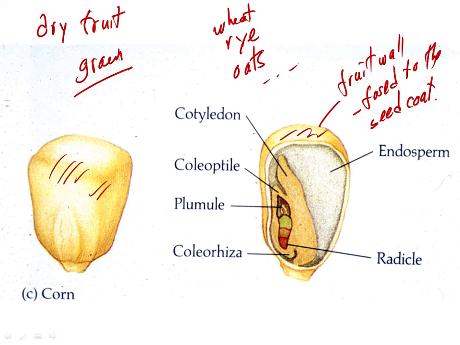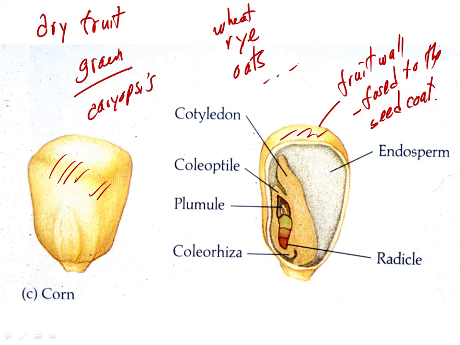So our point here is that these dry fruits or the grains consist of this. And I've been trying to think of the other word for grain. What's the other name for grain besides grain? It's not caryopsis, it is caryopsis. Then what am I thinking of as the other one? So it's caryopsis also.